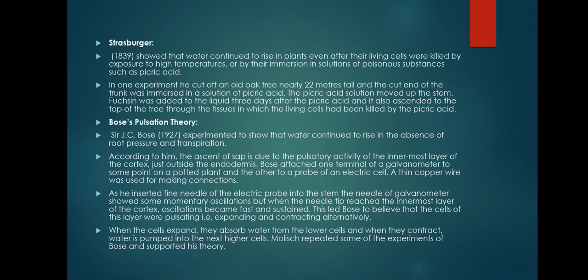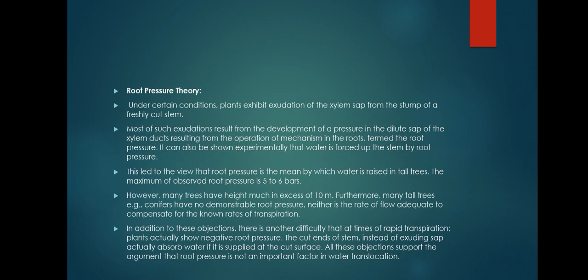When the cells expand, they absorb water from the lower cells, and when they contract, water is pumped into the next higher cells. Molisch repeated some of the experiments of Bose and supported his theory. And the last theory to show the ascent of sap is the root pressure theory.